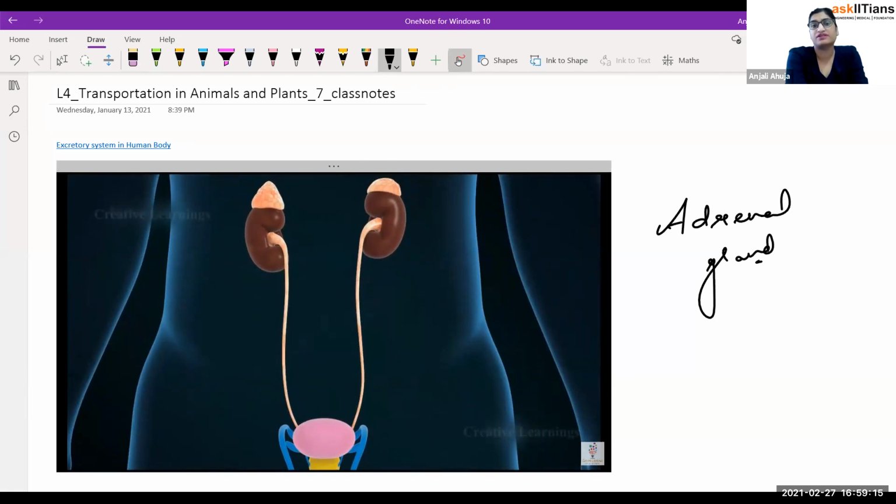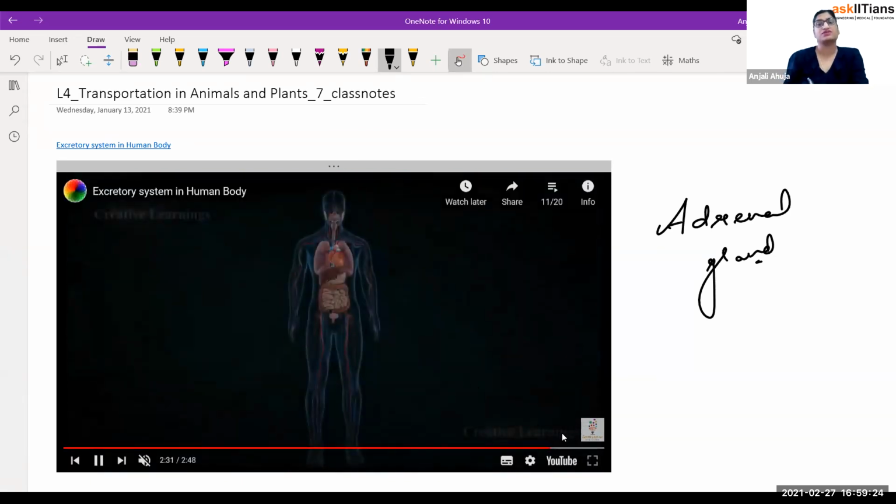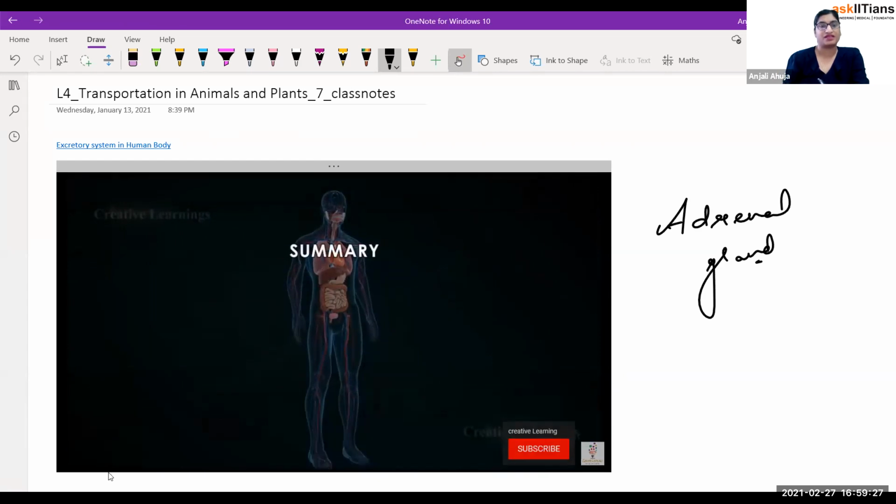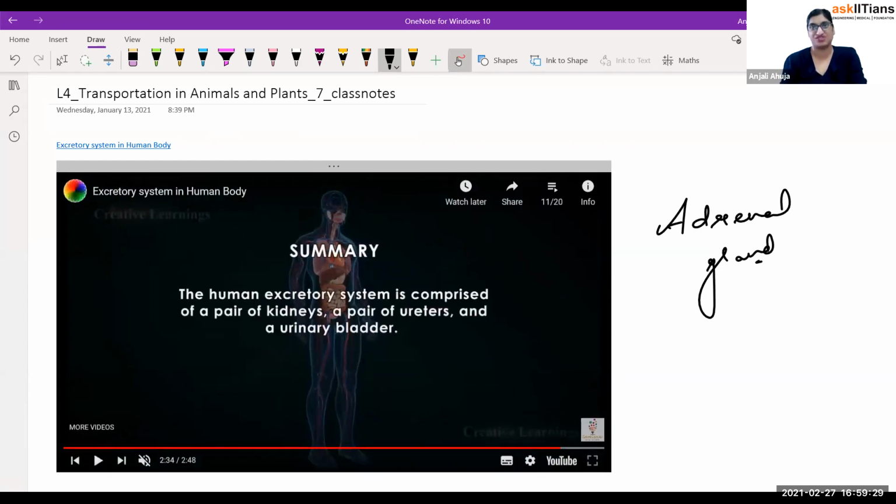And through the ureter, that comes into the urinary bladder, which is a muscular organ made up of the detrusor muscles. And then the urine is ejected out. That we call urination. So that was the revision.